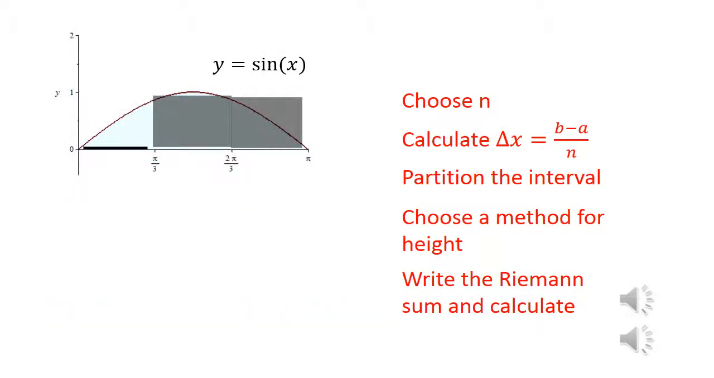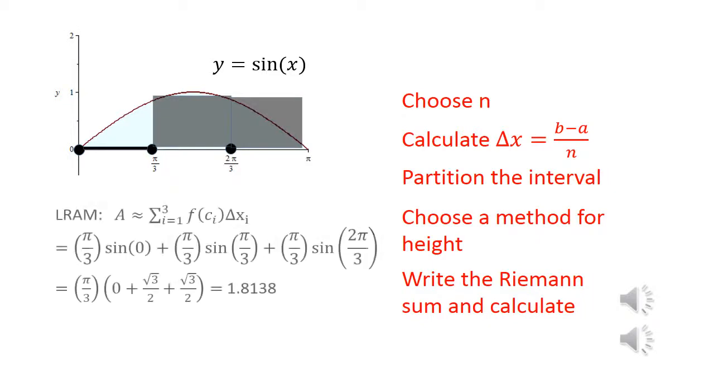Having chosen our n, calculated our delta x, partitioned the interval, and chosen a method for the height, now we need to write the Riemann sum and calculate it. We're actually going to do that for all 5 of our area methods so that you can see the similarities and differences between them. If we choose the left rectangular area method, then we write area is approximately equal to the sum from i equals 1 to 3 of f of c sub i delta x sub i.